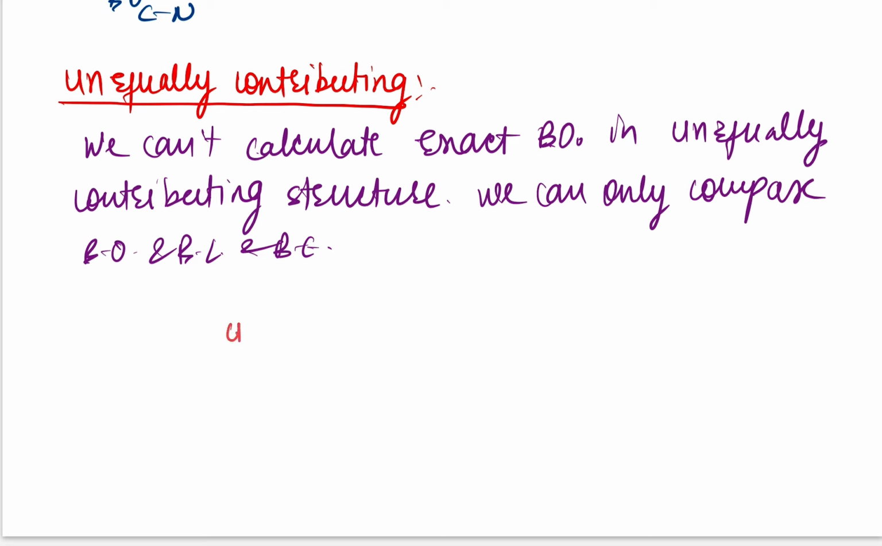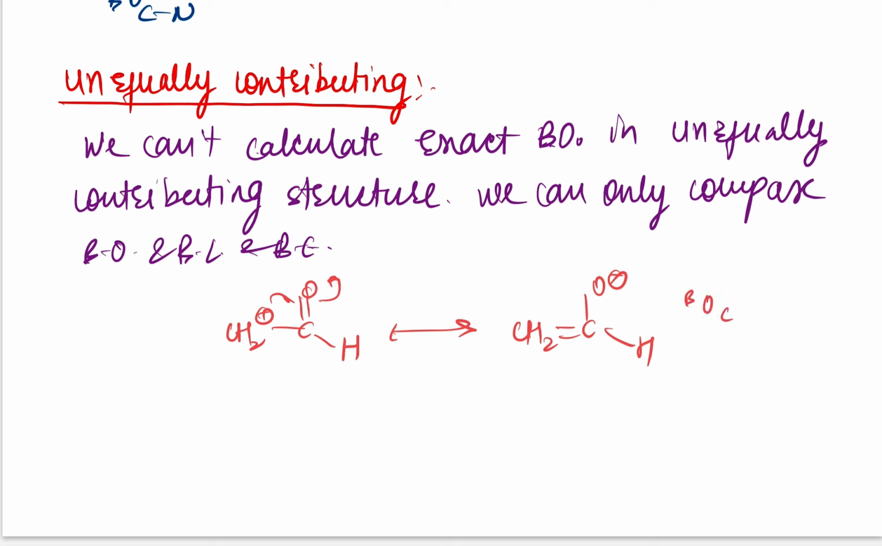We have two structures which are forming an unequally contributing resonating structure. It will go here and it will go here. CH2 double bond C O negative and H. Now let's go by the traditional method of equally contributing. We have to find the bond order of carbon and carbon. Let's say here it is A and here it is B. So the bond order according to the traditional method: fix any two bonds, 1, 2, 3, 1, 2, 3, 3 by 2, which turns out to be 1.5. Now this is 1.5.